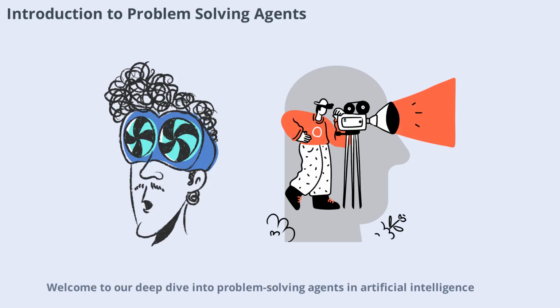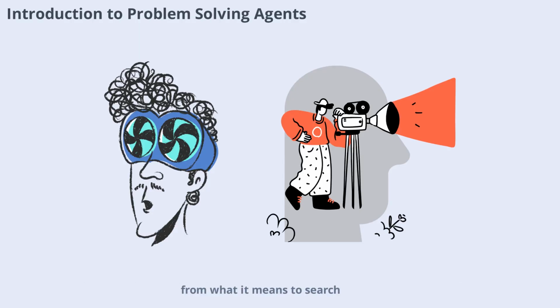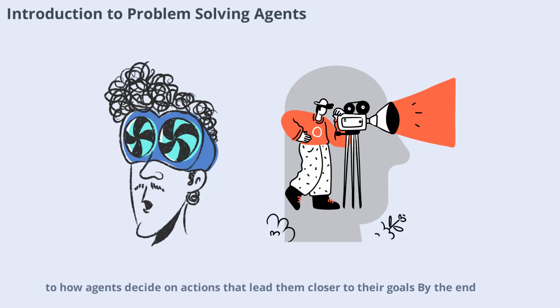Welcome to our deep dive into problem-solving agents in artificial intelligence. In this chapter, we'll explore how intelligent agents tackle complex tasks by searching for solutions. We'll break down the core concepts, from what it means to search, to how agents decide on actions that lead them closer to their goals. By the end, you'll have a clear understanding of how AI agents formulate problems, evaluate possible actions, and select the best path forward. Let's begin by setting the stage for what problem-solving in AI truly involves.